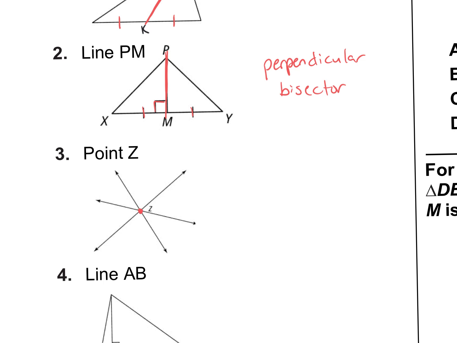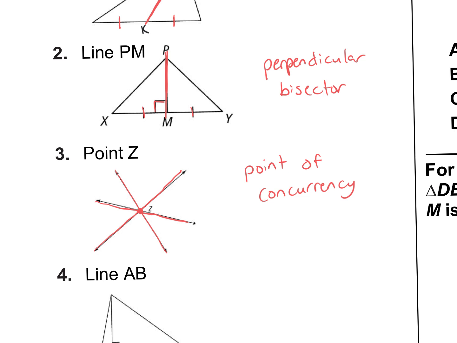Okay. Point Z. Number 3, point Z. What is happening at point Z? It's the middle of everything. Everything goes through it, right? That's where they meet. What does it mean to meet? Point of concurrency. Concurrent means meet, but the point where they meet is the point of concurrency. Okay, so point Z is the point of concurrency or the point where they meet.